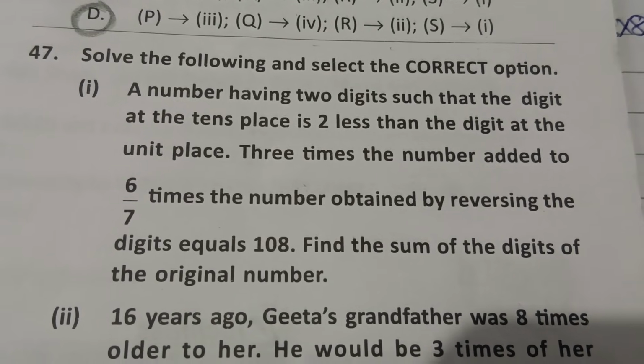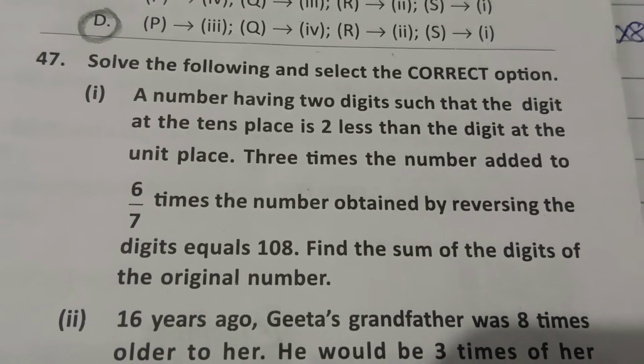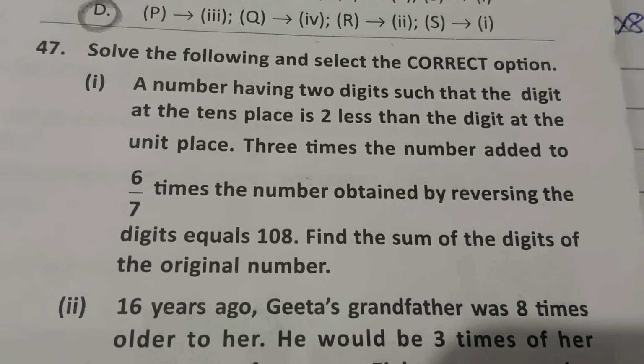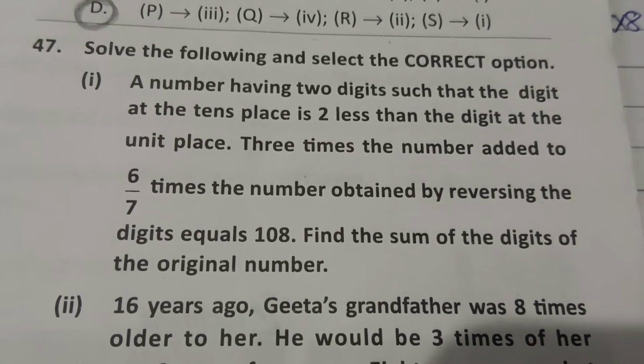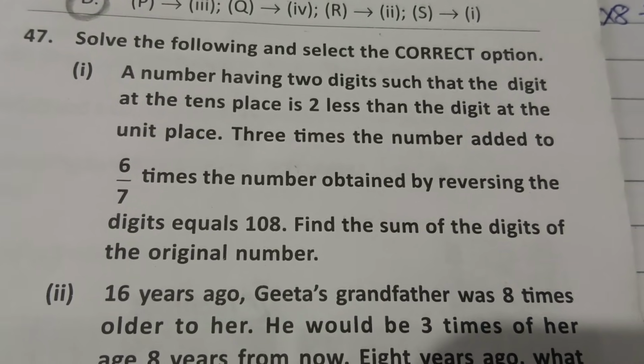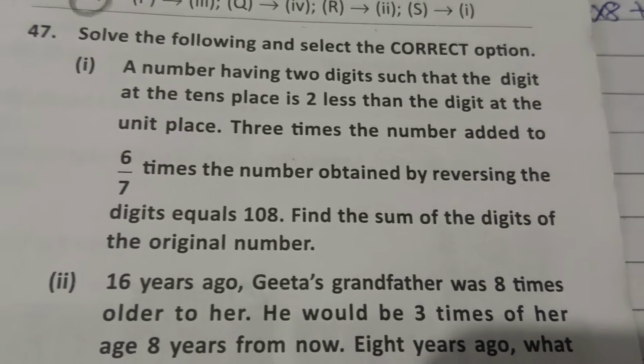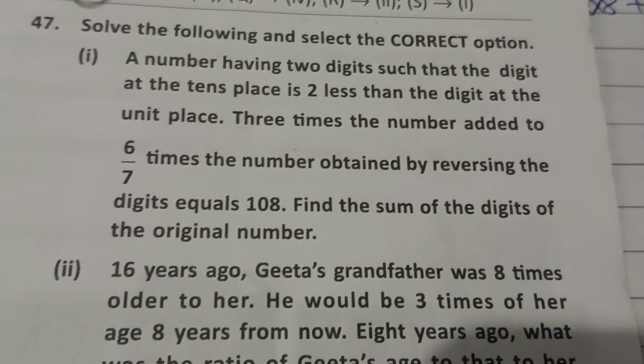Solve the following and select the correct option. A number having 2 digits such that the digit at tens place is 2 less than the digit at unit place. 3 times the number added to 6 by 7 times the number obtained by reversing the digits equals 108. Find the sum of digits of the original number.